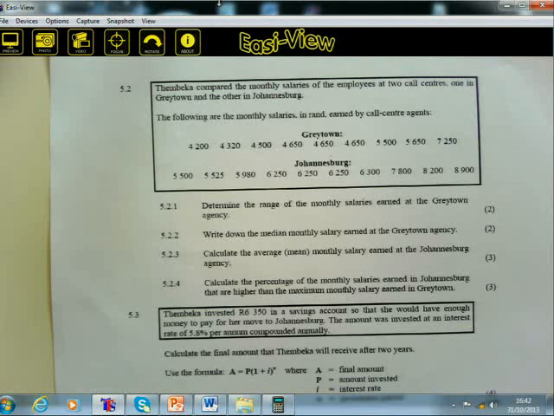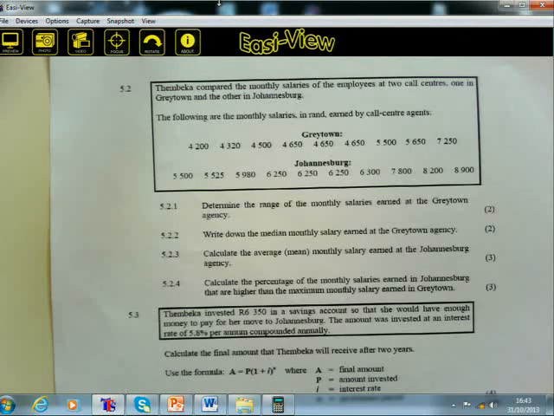Tembeka compared the monthly salaries of the employees at two call centers, one in Greytown and the other one in Johannesburg. The following are the monthly salaries in rand earned by call center agents. First one, Greytown. Those are the numbers, 4,200, 4,320. We have all the numbers up to 7,250. Johannesburg, 5,500, 5,525, up to 8,900.